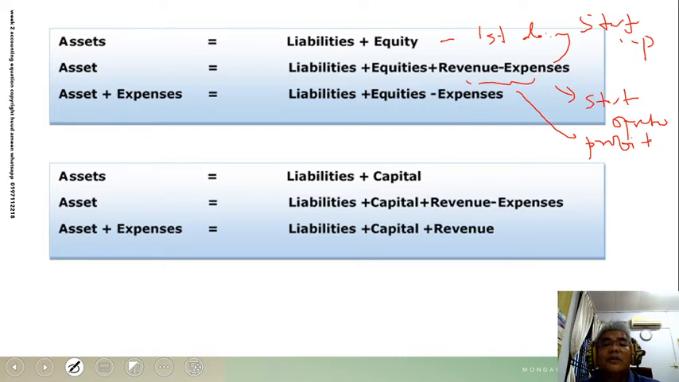This revenue, you move to the left side. When expenses is negative and you move it to the other side, you will get plus. So asset plus expenses is equal to liabilities plus equity plus revenue.